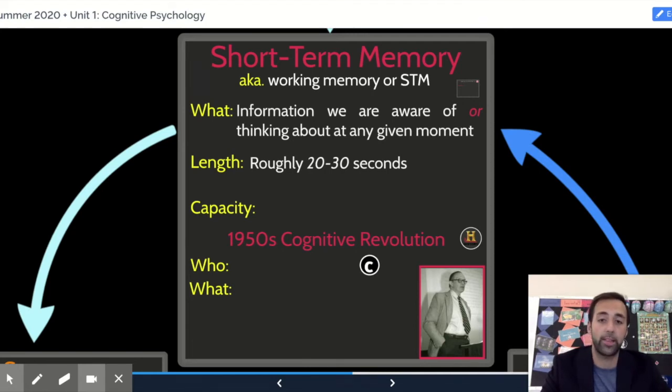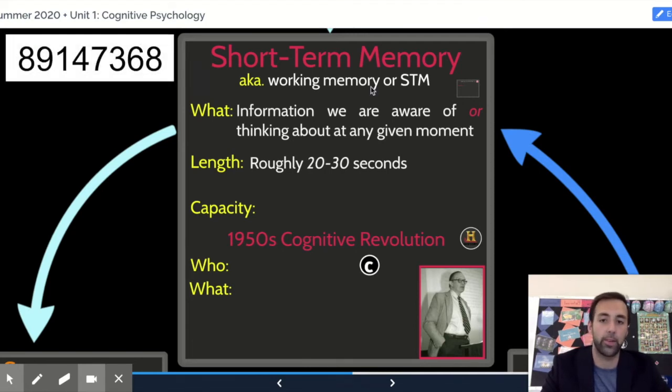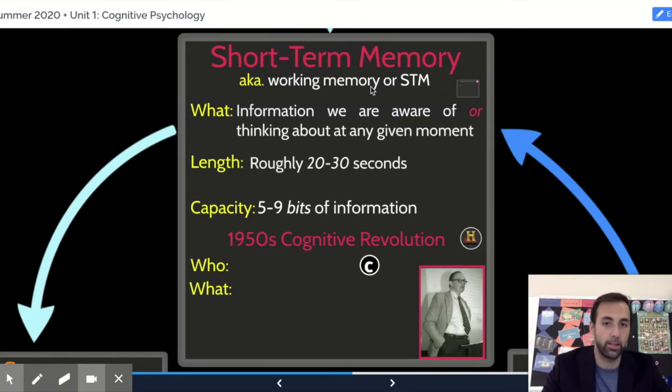So if you found that second trial to be quite a bit more difficult than the first, that's totally understandable. That's because your short-term memory is limited by what we call 5 to 9 bits of information, meaning at any given moment, you can only keep 5 to 9 bits of information within that 20 to 30 second window of time. So that first trial, which was 6 bits, falls right into that range.